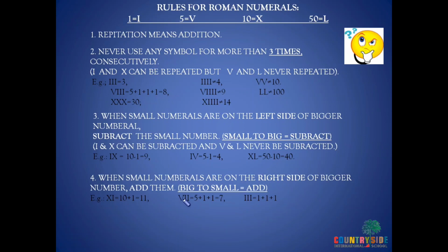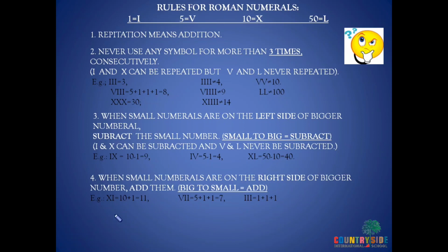Then in the next example, we have 5, then 1 and 1, that is smaller ones. So I'll add: 5 plus 1 plus 1. It will give me 7. And then there are 3 I's, and that means repetition means addition. So it will give me 3.